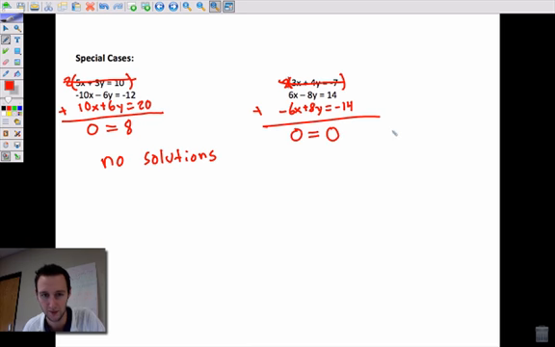Okay, so we've got 0 equals 0, and that is true. 0 does equal 0. So as we've seen in the past, if you have something like this, that means that there are infinite solutions. That means these two equations are in fact the same line or the same equation, just written slightly differently. But if you were to graph those, you would see that they both make the same exact line.